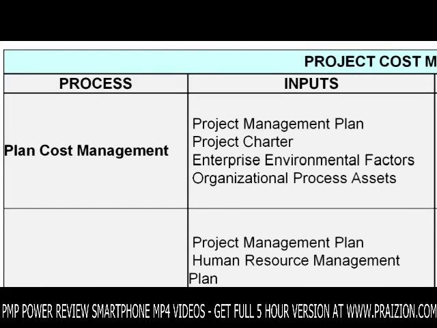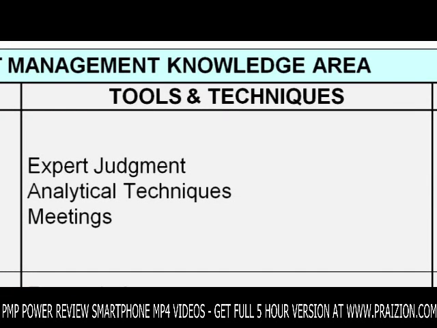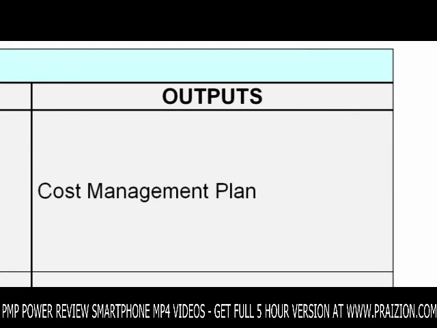But let's talk about plan cost management inputs. Project management plan, project charter, EEFs and OPAs. The tools and techniques, we've talked about them all: expert judgment, analytical techniques, and meetings. Our major output is the cost management plan, which is our roadmap for how cost will be managed on the project, how you will estimate the activities, determine the budget, and control cost.